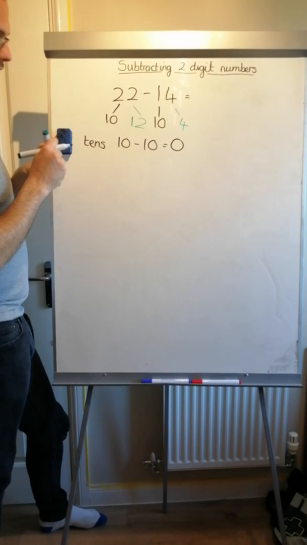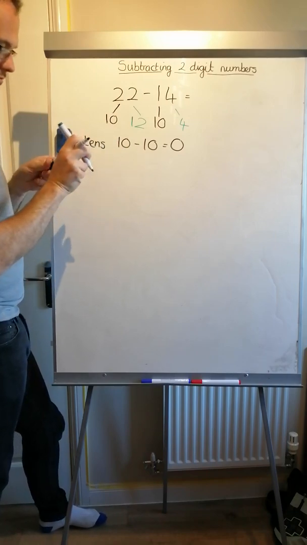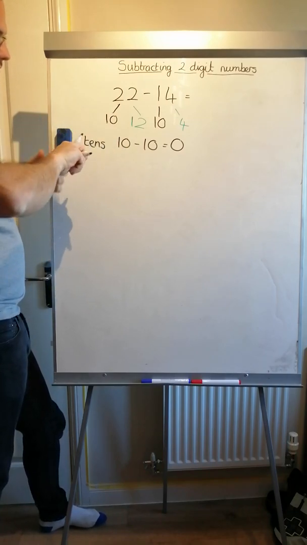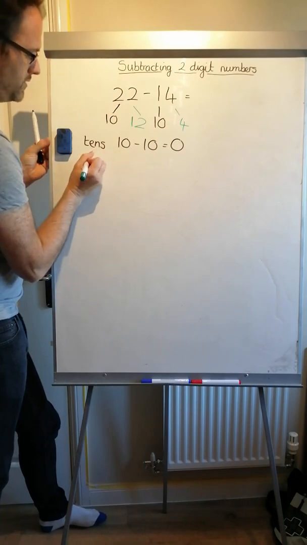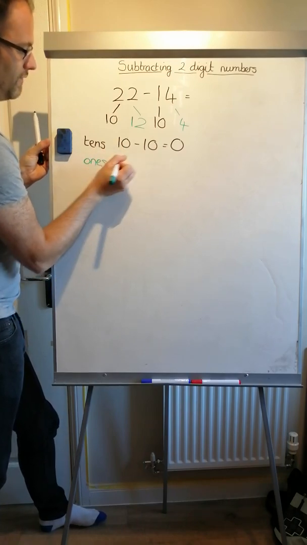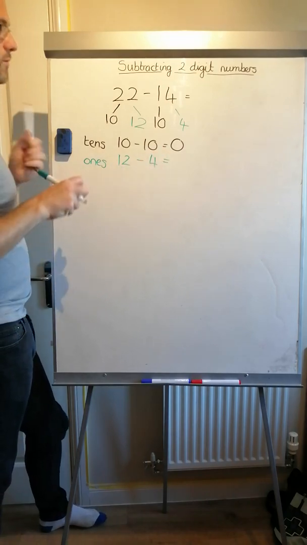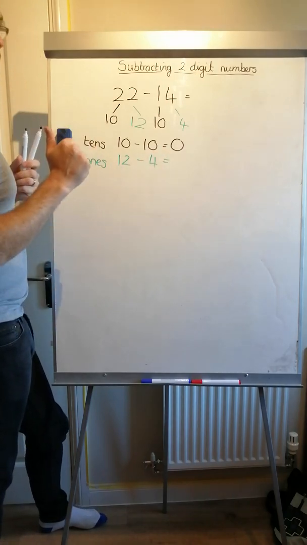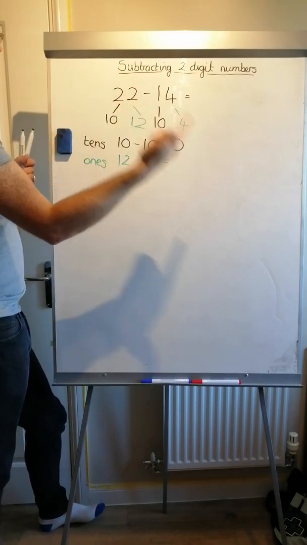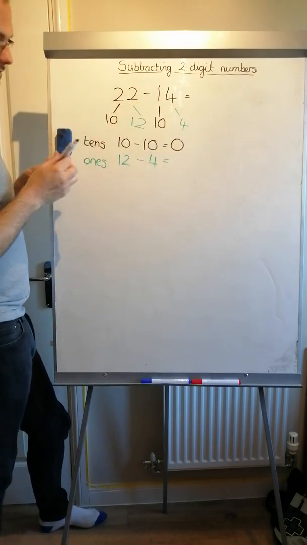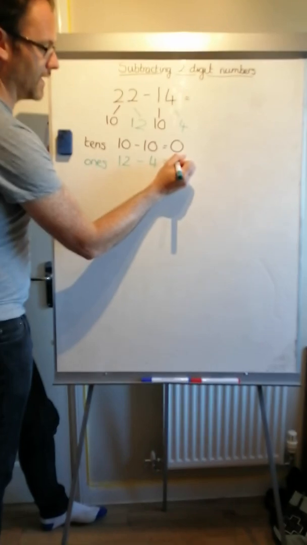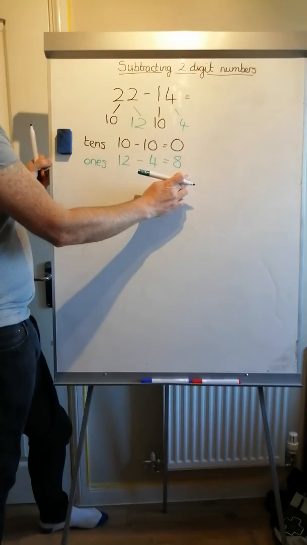And then we're going to do the ones. So we've got 12 ones. We've got 12 now, take away 4 equals, okay, so 12, count backwards, 11, 10, 9, 8. If you could do it in your head, that's brilliant. And now we've got the same as we had before.